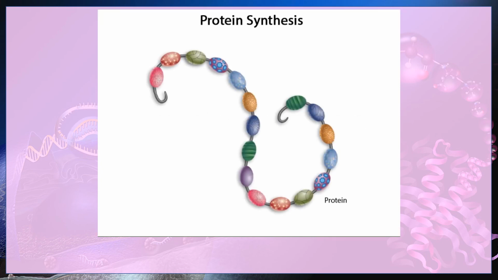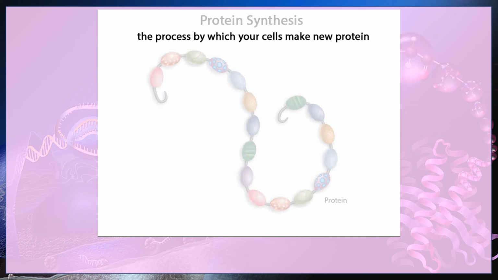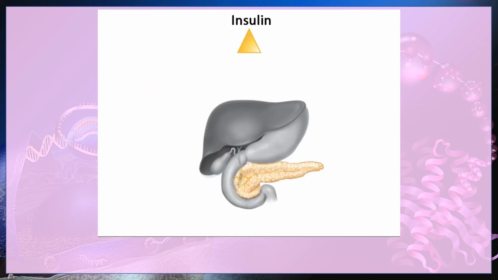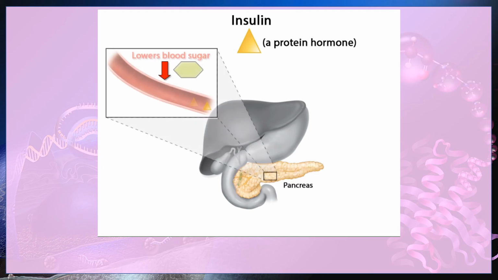Let's talk about protein synthesis. Protein synthesis is the process by which your cells make new protein. Let's take the protein insulin, for example. You may recall that insulin is a protein hormone. Insulin is made by the cells of the pancreas, and it acts to lower blood sugar. What happens if you need to make more of this protein hormone? Here's a brief overview of what happens.